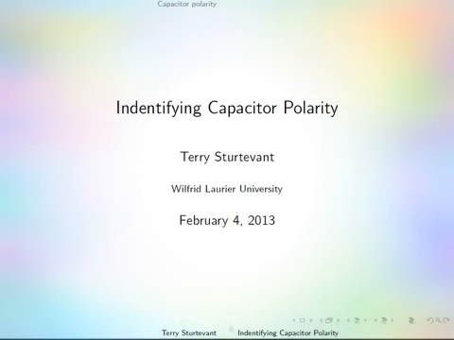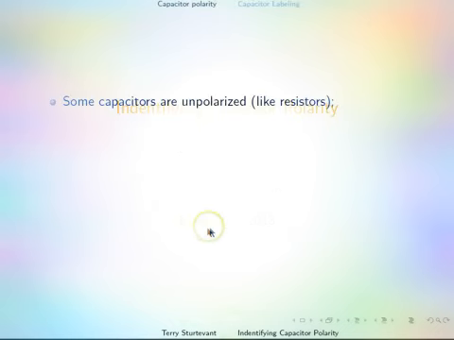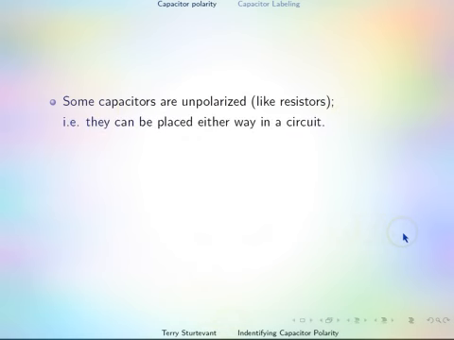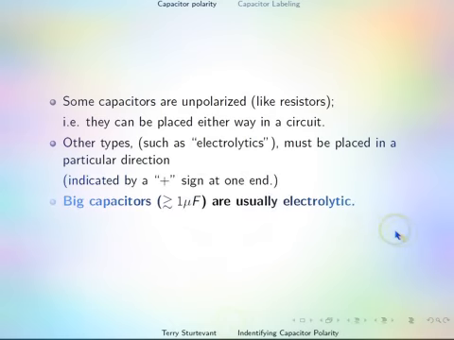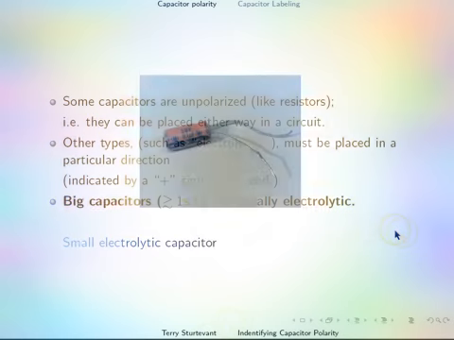This video is about identifying capacitor polarity. Some capacitors are unpolarized, like resistors, so it means they can be placed either way in a circuit. Other types, such as electrolytic capacitors, have to be placed in a particular direction in a circuit, and that's usually indicated by a plus sign at one end.